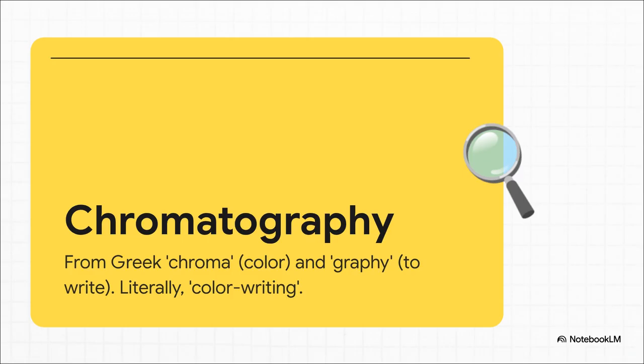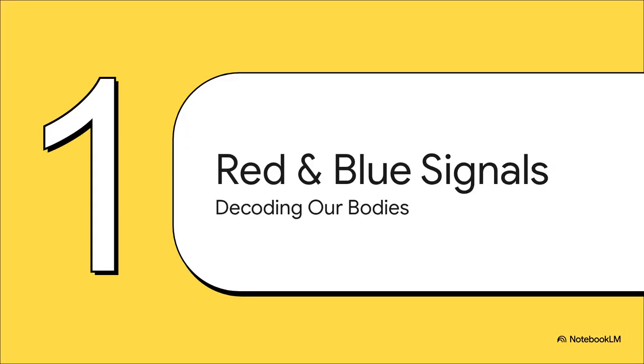Just like that experiment reveals the hidden colors in a mixture, we're going to use the color roots in medical language to reveal the hidden meaning in these really complicated sounding terms. All right, so let's dive in. We're going to start our decoding journey with two of the most basic, most fundamental colors that our bodies use to send us signals: red and blue.